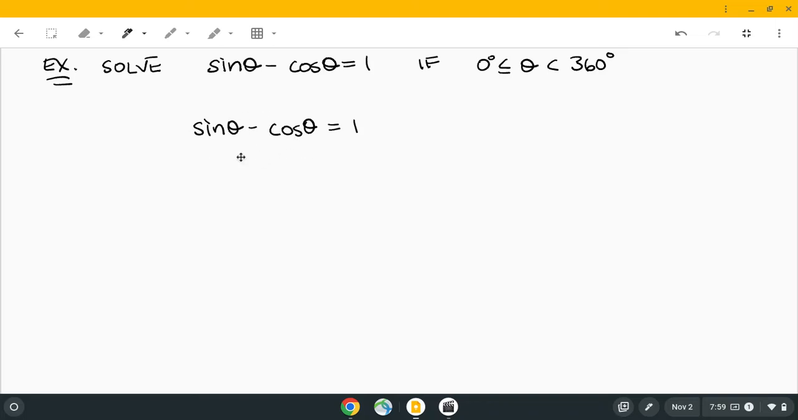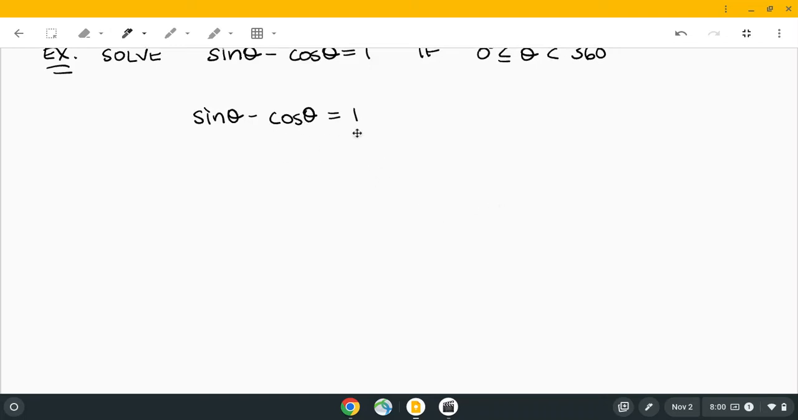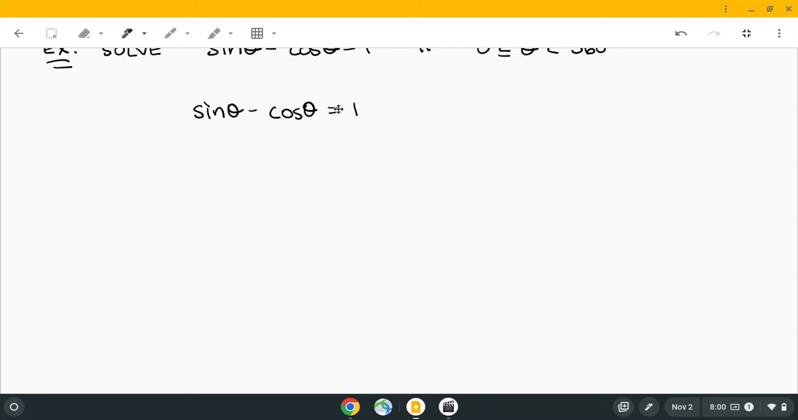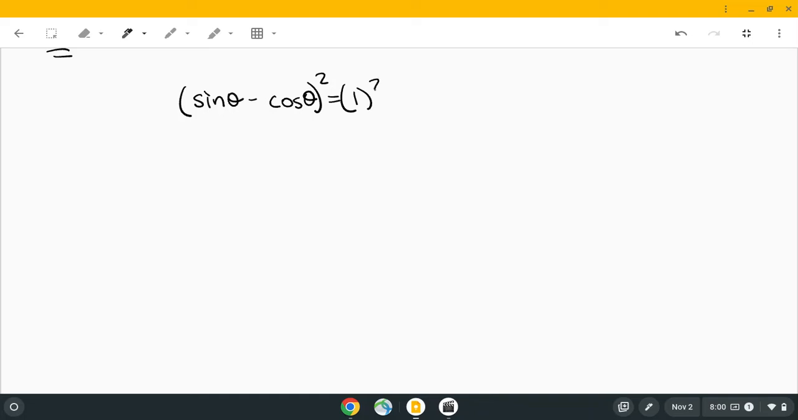Okay, so this is no fun having two different trig functions, so we could try to rewrite, but we don't really have anything unless we introduce square roots, but introducing square roots is never really a good idea. All right, so let's try one of those other strategies that we learned in the last section, which was squaring both sides. Okay, so let's square this side and let's square that side.